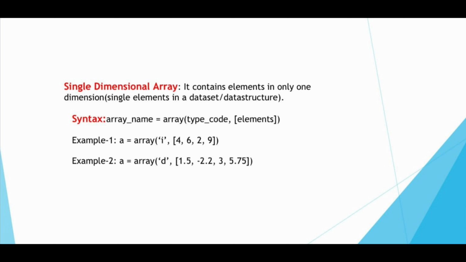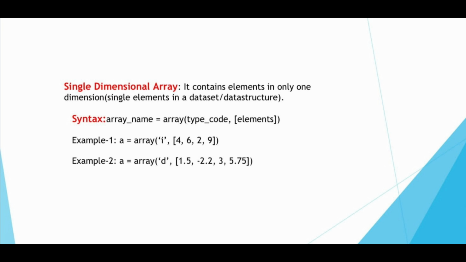Now we are going to learn about the single dimensional array. So what is a single dimensional array? It contains elements in only one dimension, for example, single elements in a dataset or data structure. Hence, it is known as a single dimensional array. So what is the syntax of this single dimensional array? It is array name, array, type code, elements. So let us consider an example.